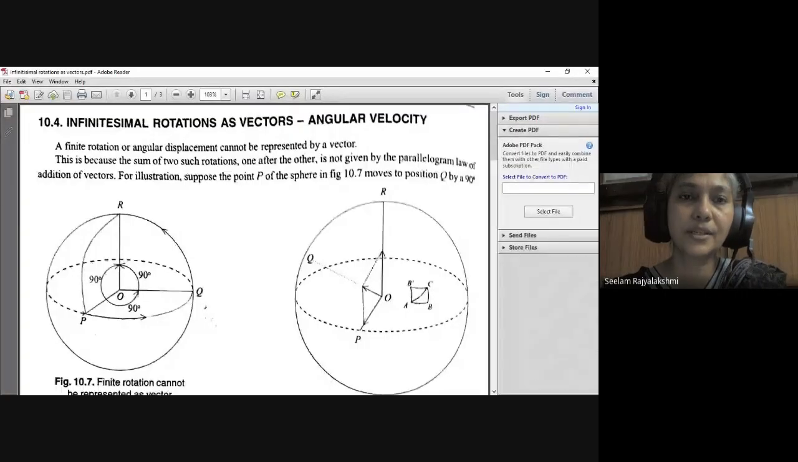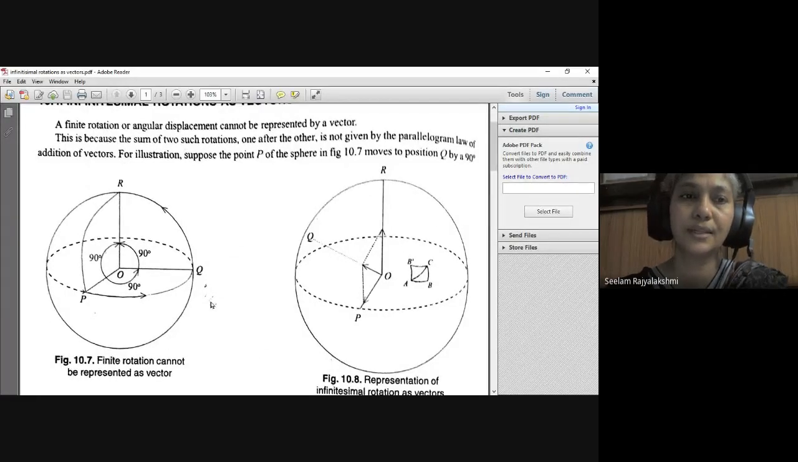Good morning, children. Today we'll discuss infinitesimal rotations as vectors, angular velocity. Let us go with the presentation. Infinitesimal rotations as vectors, angular velocity. Here we will consider two cases.